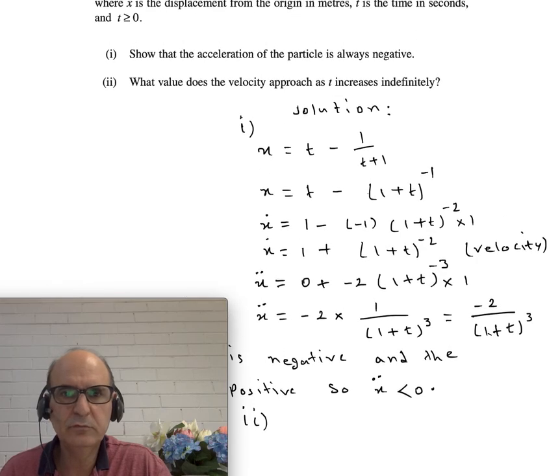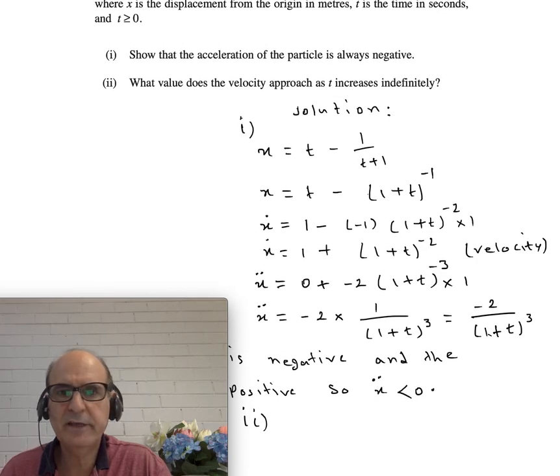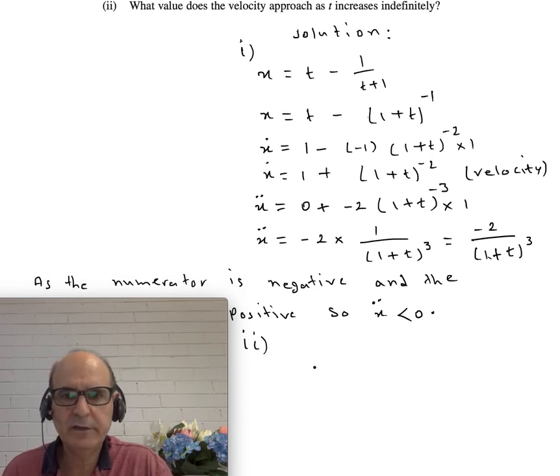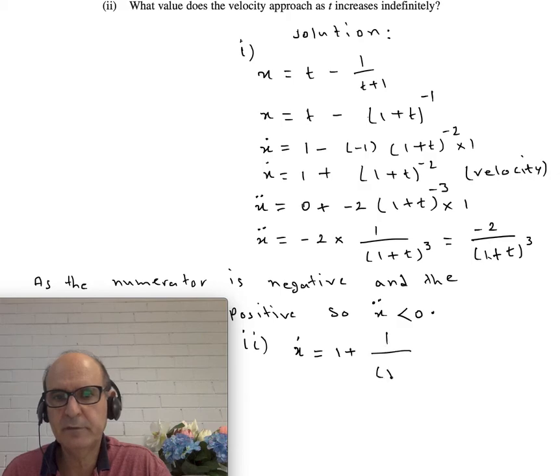For part 2, what value does the velocity approach as t increases indefinitely? I write the expression for x dot again, which is the velocity, that was 1 plus, this again is a negative power. I can write it as a fraction with a positive power. So that was my velocity. I wrote it here again: 1 plus 1 over (1 plus t) to the power of 2.